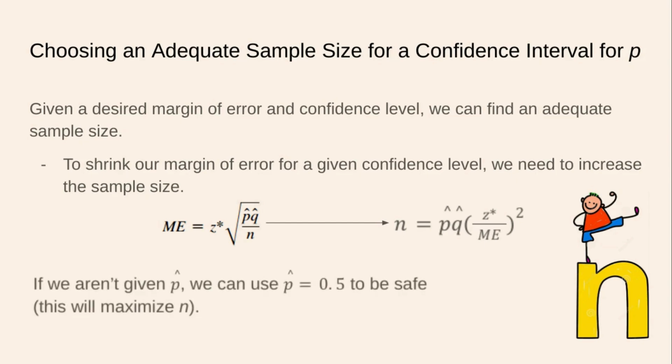If we are not given a p hat, if we do not have a pilot study, a study we can refer to that gives us a guess at the true population proportion, a p hat value, we can use p hat equals 0.5 to be safe. Now, why is that good? It's because it maximizes the sample size. If we want to be guaranteed a certain level of confidence, and what sample size will do it? Well, the largest that p hat times q hat can be is 0.5 times 0.5 equals 0.25. Any other configuration of p hat and q hat would produce a lower value.